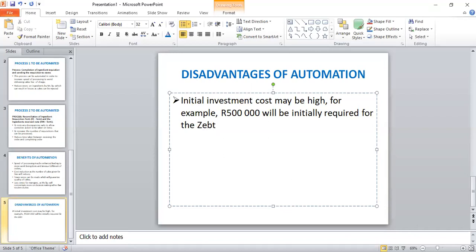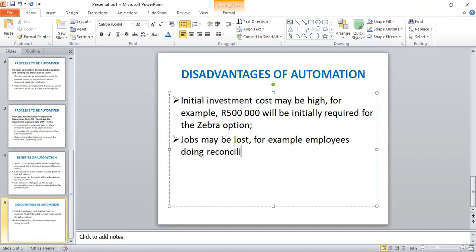So the issue is, are we going to get the desired returns? Whatever cost we're going to save, are the benefits going to be more than the cost? Right. Jobs may be lost. For example, employees doing the reconciliation may have to be retrenched.